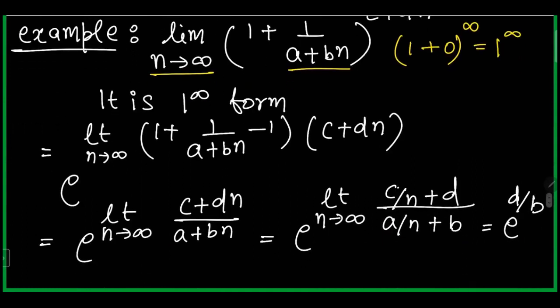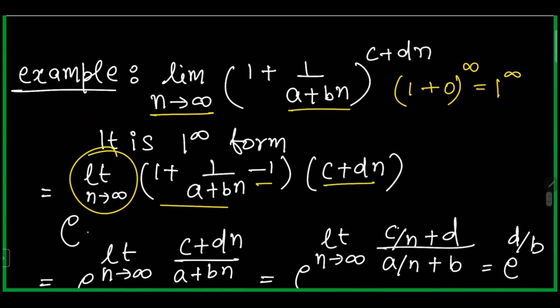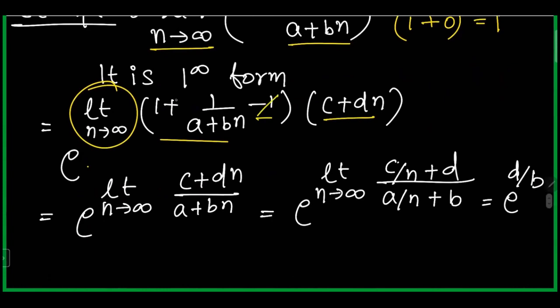What is the rule I mentioned? E raised to power limit. Whatever is in the bracket, write that minus 1. And whatever is a power, multiply with that. So what you will get, 1 and 1 will cancel out. You will get c plus dn, which is here, and divided by a plus bn.